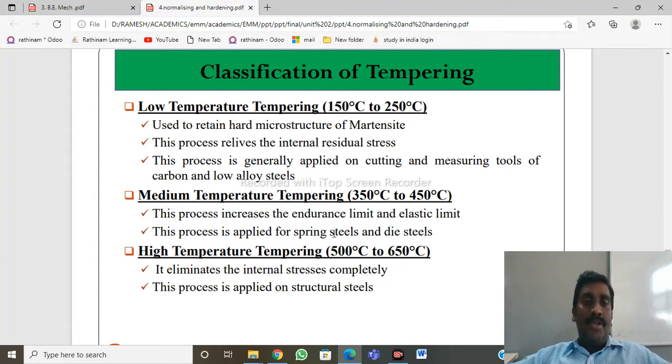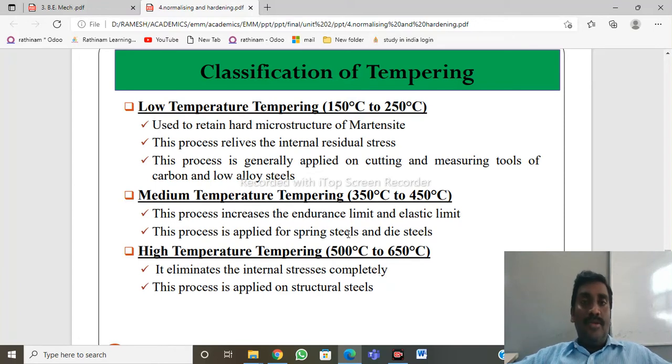Then medium temperature tempering is done at 350 to 450 degrees centigrade. This process also increases the endurance limit and elastic limit. It is applied for spring steels and die steels. Then high temperature tempering, like 500 to 650 degrees centigrade, eliminates the internal stresses completely, and this process is applied on structural steels.